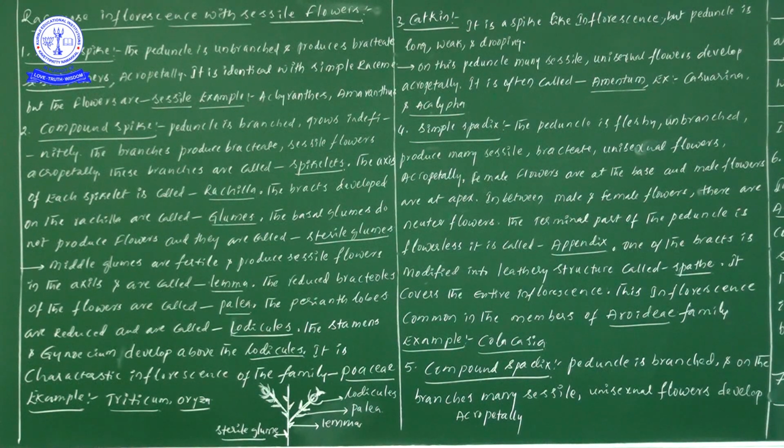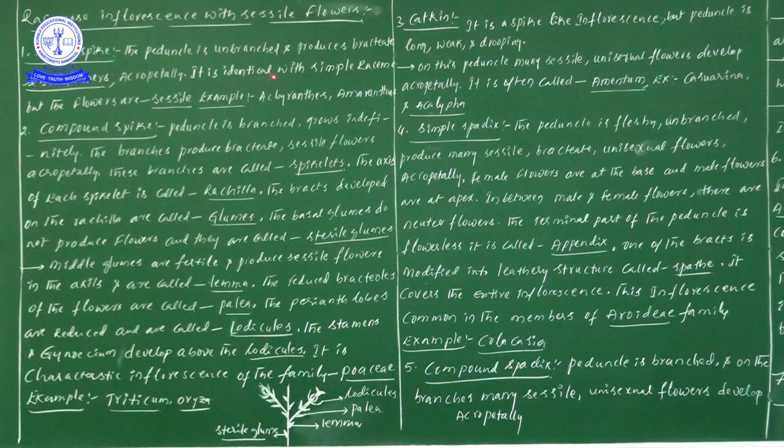Acropetal arrangement, I have already said many times, means older flowers at the base and younger ones at the top. So in a simple spike, the peduncle is unbranched and produces bracteate and sessile flowers acropetally. Say along with me: older ones at base, younger ones at top. Generally flowers will be like that only.